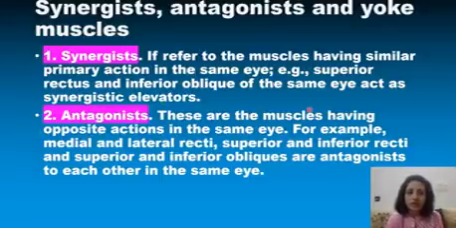Antagonists will be the muscles having opposite action in the same eye. That is, medial rectus and lateral rectus. They are antagonists. Superior and inferior rectus and superior and inferior obliques are the antagonists in the same eye.